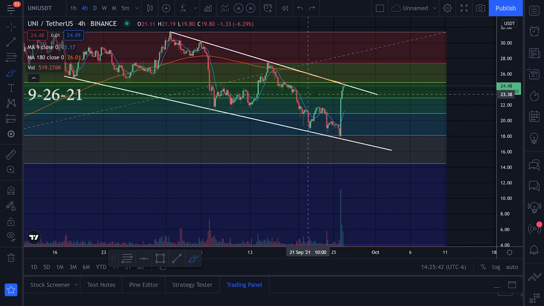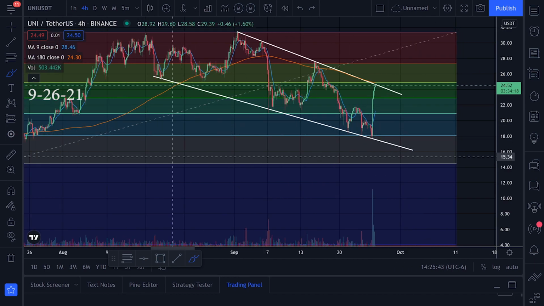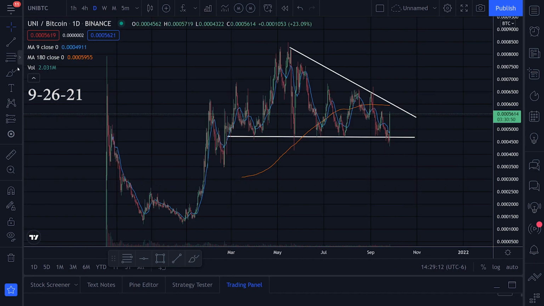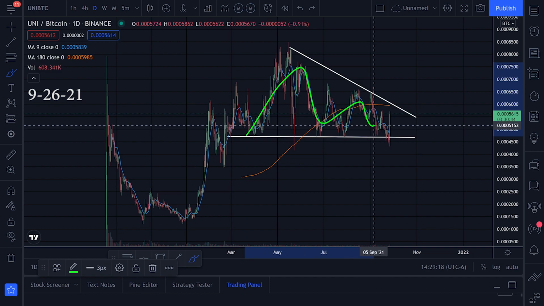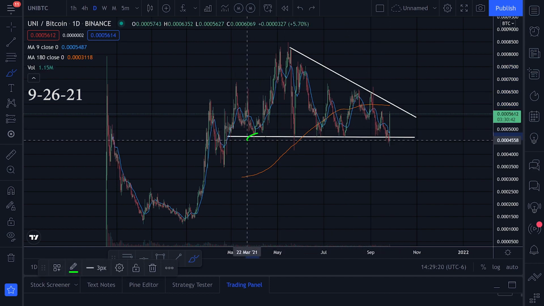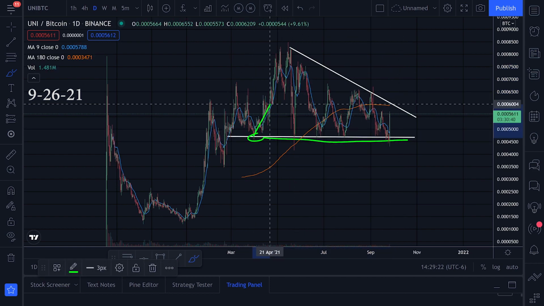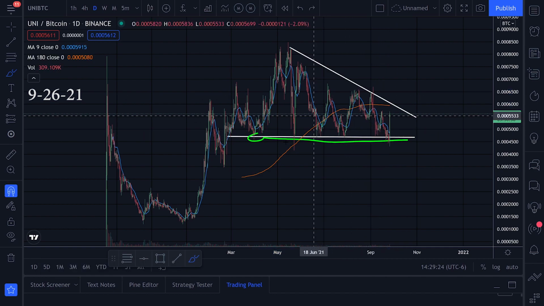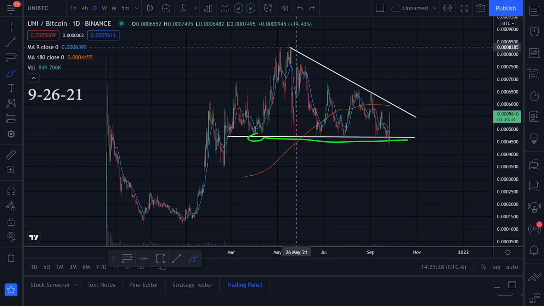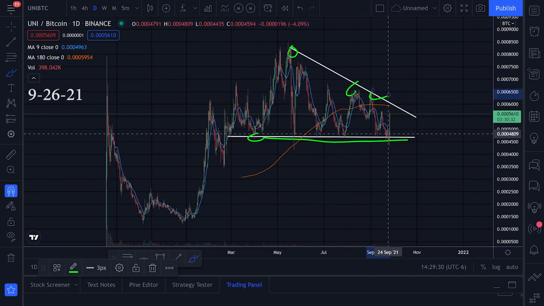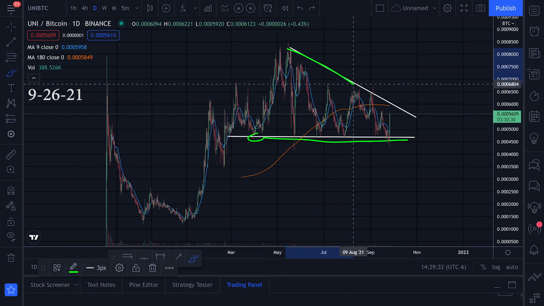Let's take a look at some other charts and see if we could get some other clues though. Alright, so if we jump over to Uniswap to Bitcoin, here's what I'm looking at. We have kind of like a flag pattern almost, maybe like a triangle pattern. Anyways, we got support on this line right here. Every time we're coming into this line, we're getting support and bouncing to the upside pretty much. Then we have resistance, resistance, resistance. Every time we're hitting that line, we're going to the downside.